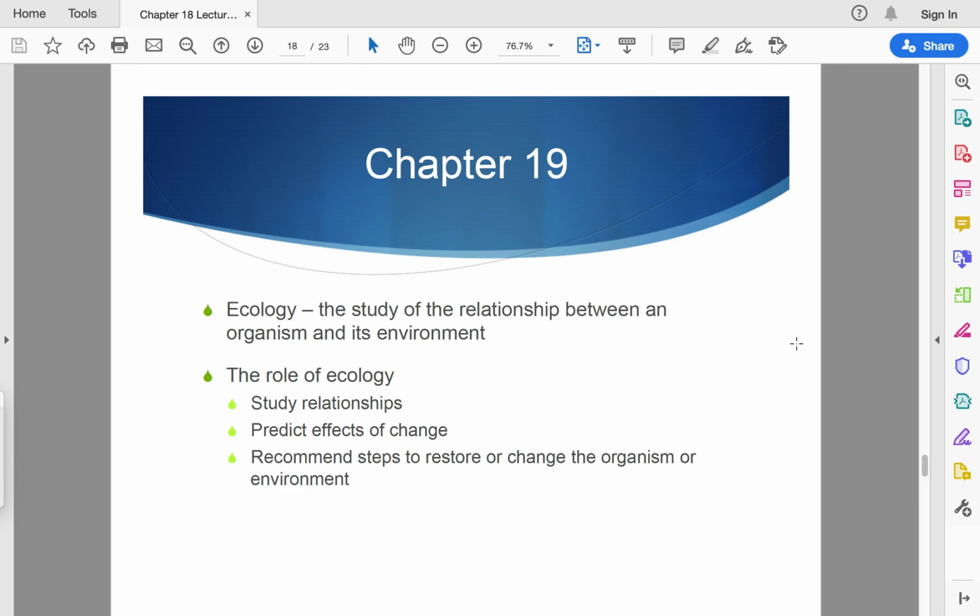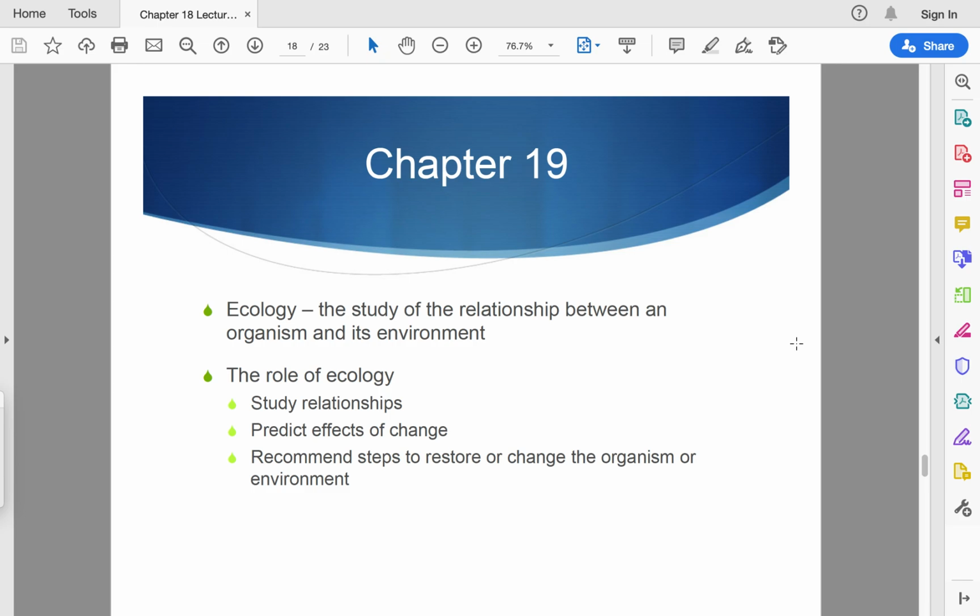Chapter 19, quickly, only a few slides here. It's important though. Ecology is the study of the relationship between an organism and its environment. Ecology has gained a lot of popularity and grown in the last 10 or 15 years. You have a lot of groups organizing to defend nature, which of course is a good thing. The role of ecology is the study of relationships to predict the effects of change and recommend steps to restore or change the organism or environment.